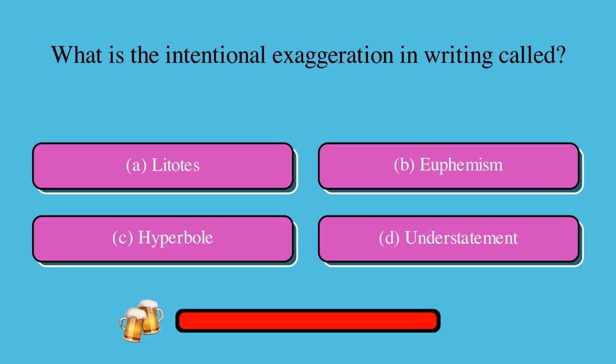What is the intentional exaggeration in writing called? Is it A, litotes, B, euphemism, C, hyperbole, or D, understatement? The correct answer is C, hyperbole.